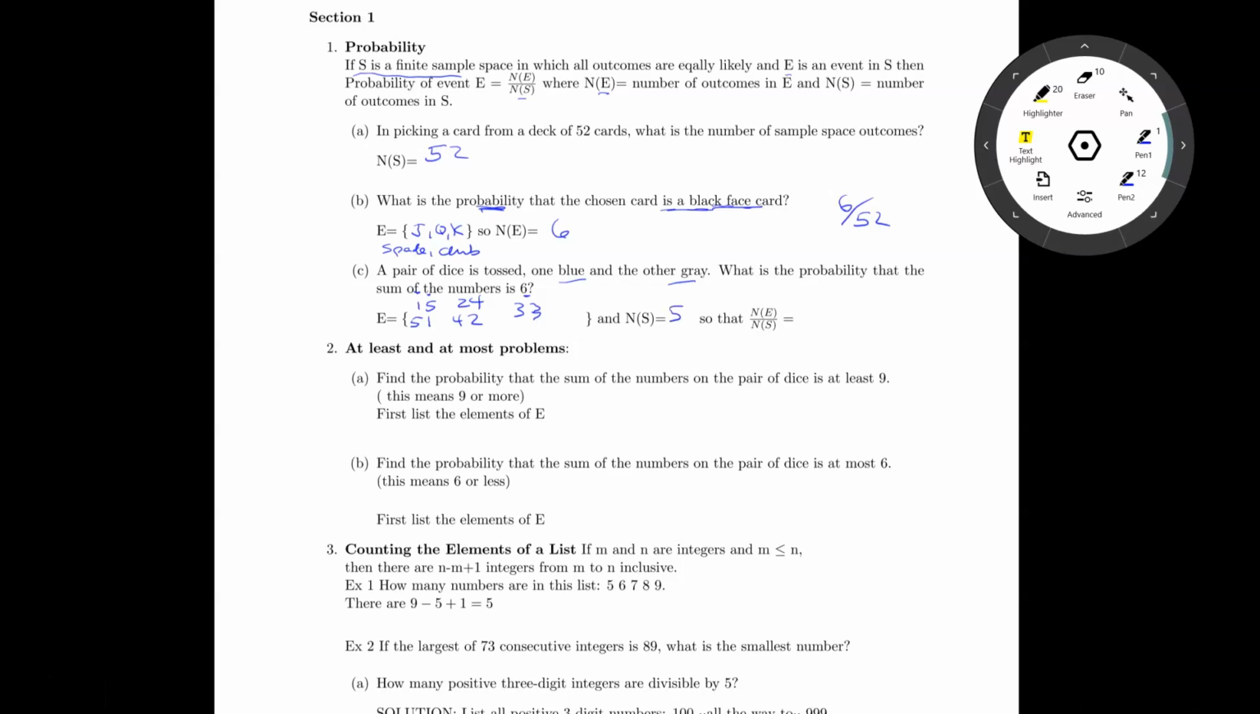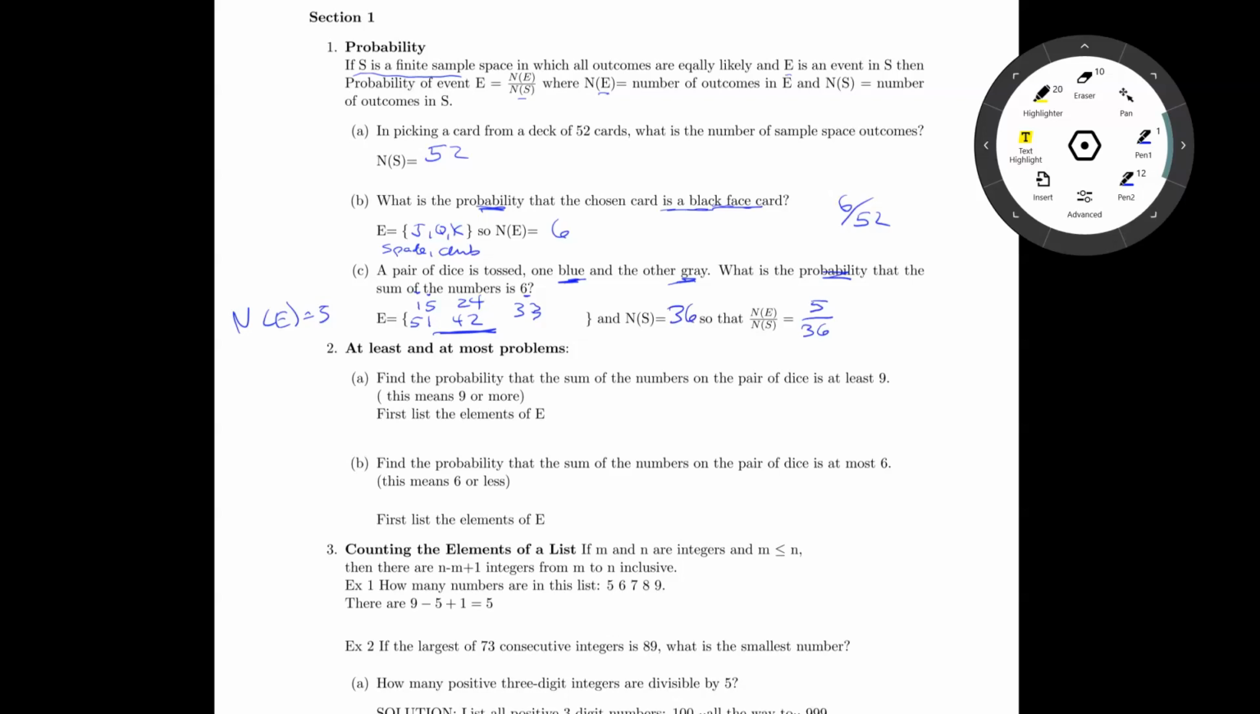And so the probability that the sum of the numbers is 6 would be 5 out of the total. What's the total? Haven't done the total yet. Oops, that's not what I wanted here. I wanted the number N of E is 5, right? That's what this is. But the number in the sample set, this has 6 and this has 6, so that would be 36. So 5 divided by 36.